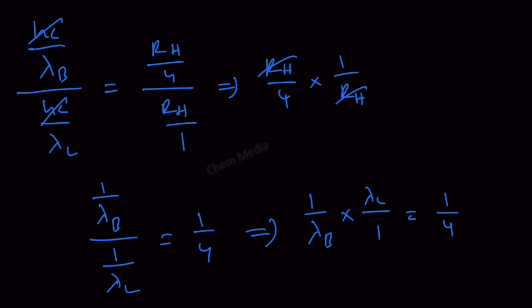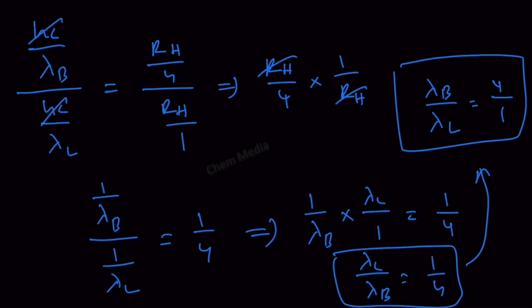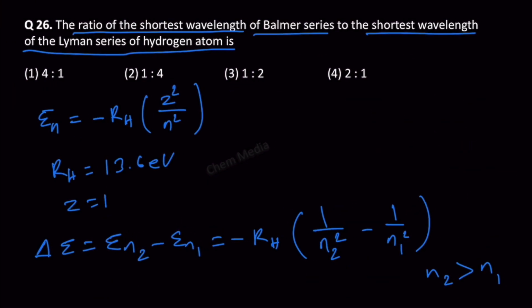So basically lambda L divided by lambda b is equal to 1 by 4. But that is not what they are asking. The reverse of it is lambda b divided by lambda L, we need to find out. So therefore that is equal to 4 by 1, which means 4 is to 1. That is the correct answer. Therefore option 1 is correct.